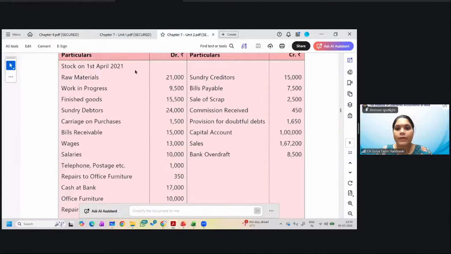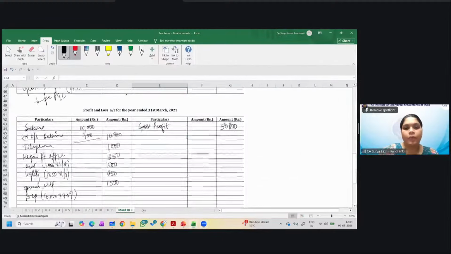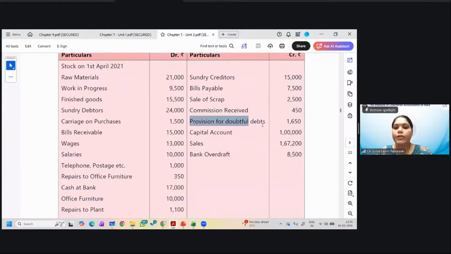Creditors will come in balance sheet. Bills payable also balance sheet. Sale of scrap, we took it in manufacturing. Commission received. Yeah, this is there. So this should come on the credit side. Why? Because this is an income. Commission received is an income. So I'm taking it on that side. Commission 450. Now provision for doubtful debts is there. Okay. Capital will not come. Sales are done. Bank overdraft will not come.